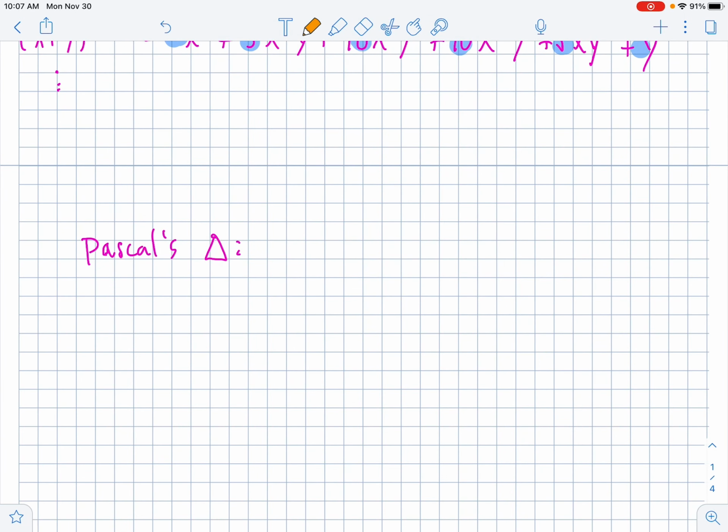I guess I shouldn't have written the name of it. Way to go, Jolly. It was 1, 1, 1, 1, 2, 1, 1, 3, 3, 1, 1, 4, 6, 4, 1. Do you guys notice any patterns here? You may have seen this before. This is called Pascal's triangle.